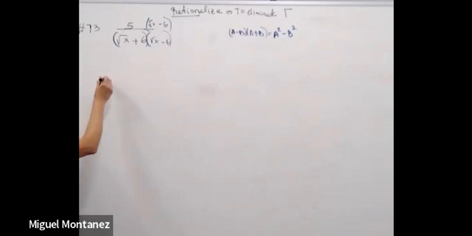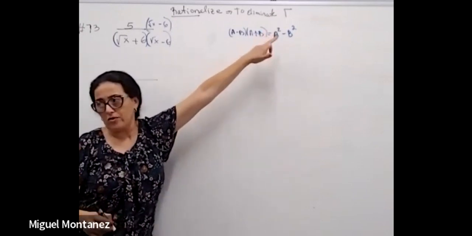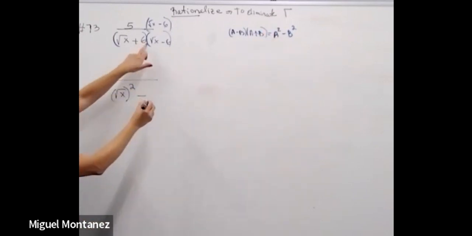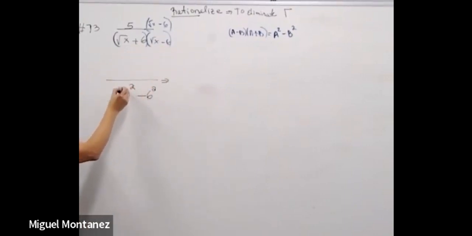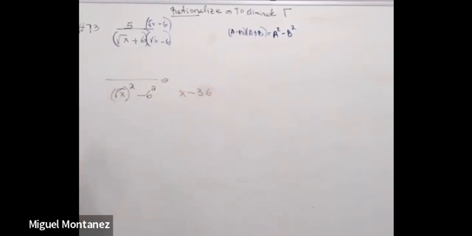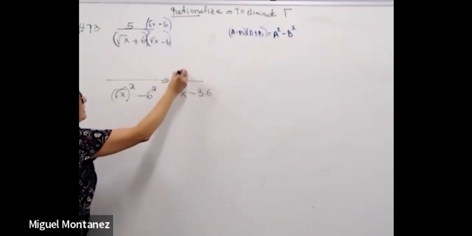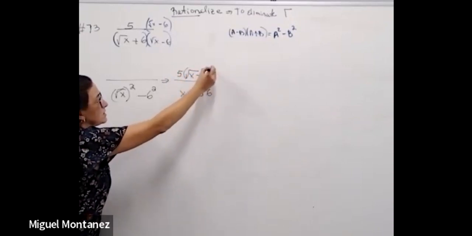If we use the formula, this will be the square root of x squared minus 6 times 6, 36. So this is x minus 36. Or if you want to distribute and FOIL completely, we still end up with the same. The square root of x and the square root of x, the square root of x squared, and so forth. Okay? The numerator is 5 times the square root of x minus 6.